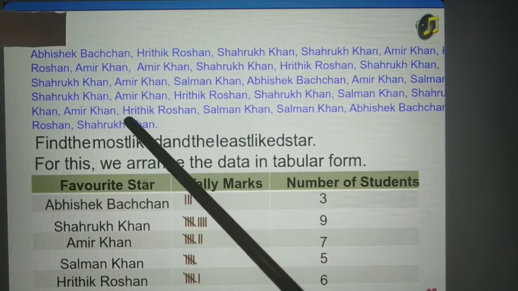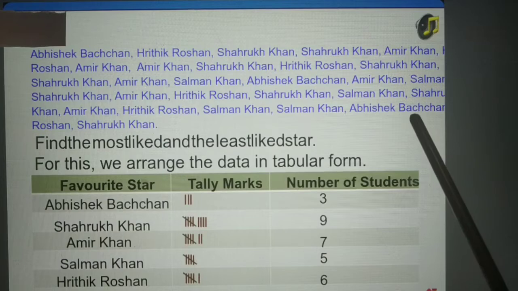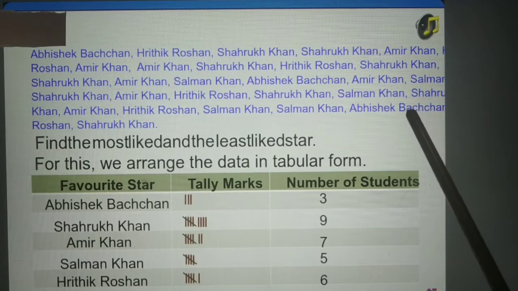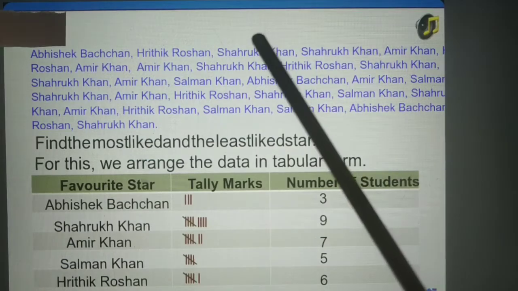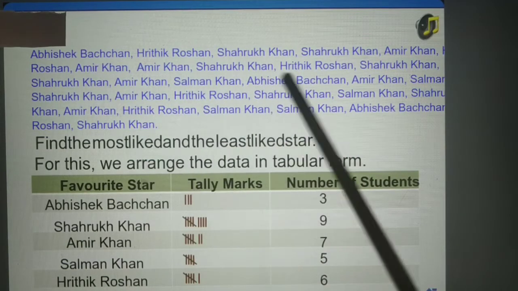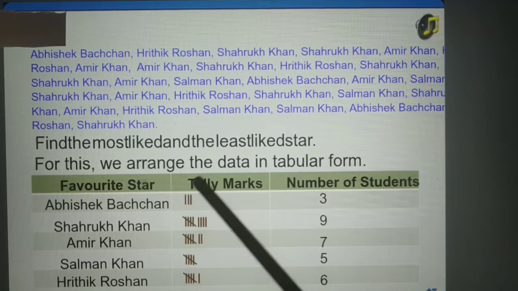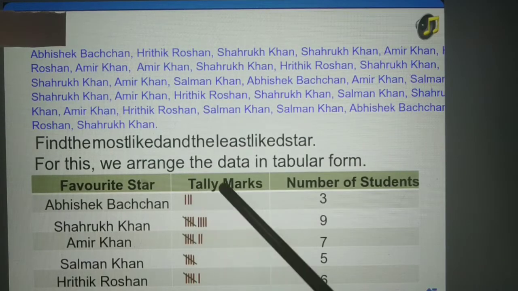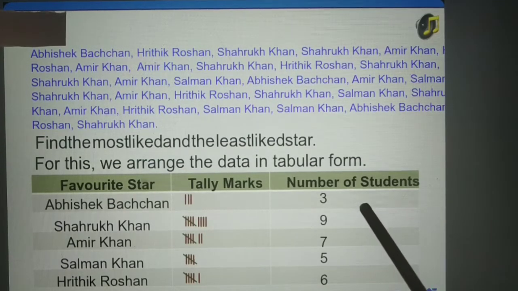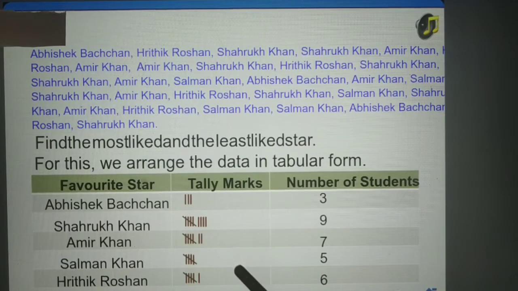Alright. Now see the fourth row. No. Here in the 5th row, at the last, the name of Abhishek Bachchan is written. So the Abhishek Bachchan name is here 3 times. 3 students like Abhishek Bachchan, 1, 2 and 3. So we place 3 lines that are called tally marks, and then count these lines and write in the numerical form. This is the numerical format, and these are the tally marks.